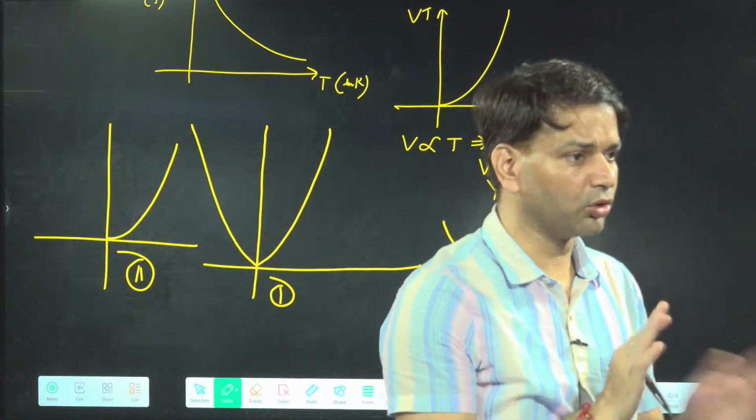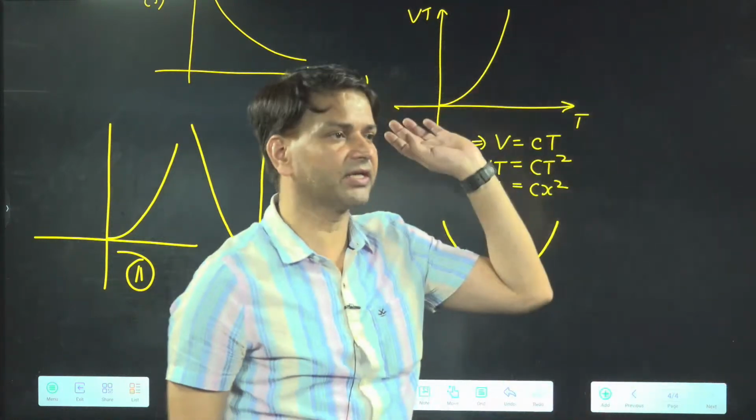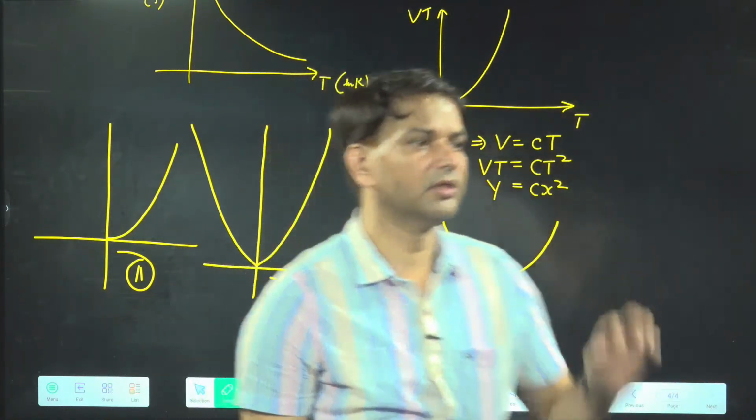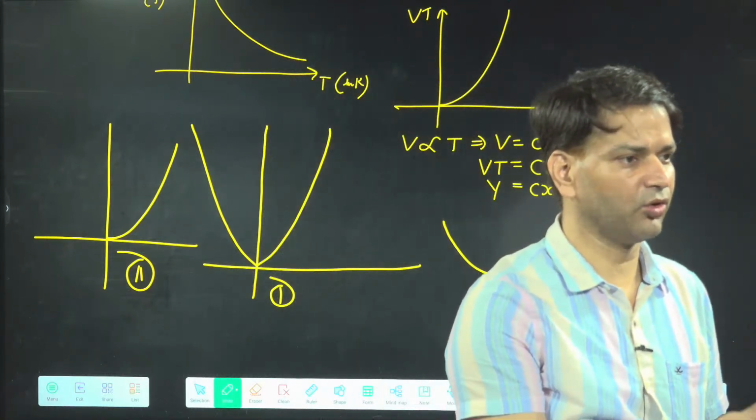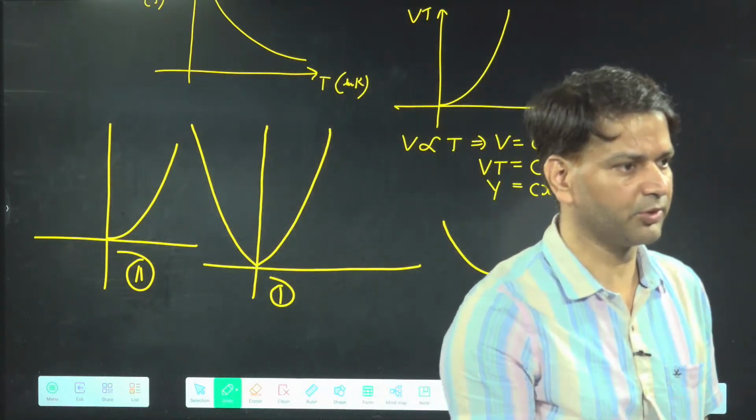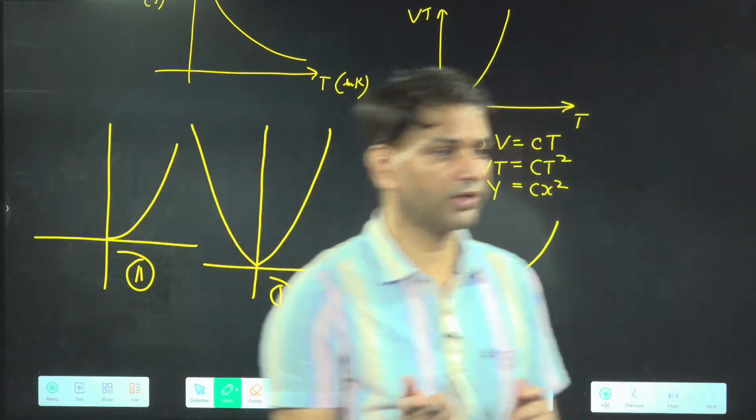Understood or not? So how will you differentiate between the two graphs in the velocity-time graph? Maybe you have done this: when the initial velocity is 0 and when the initial velocity is non-zero, what is the difference between them? You have done this type of question in kinematics.